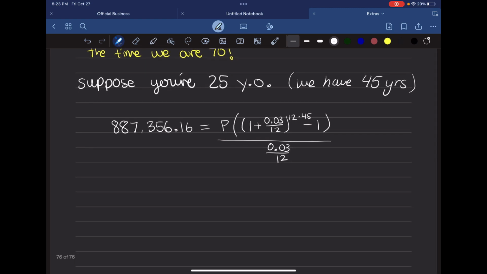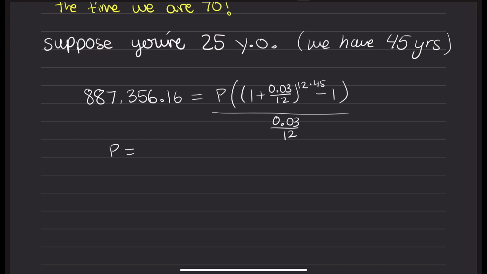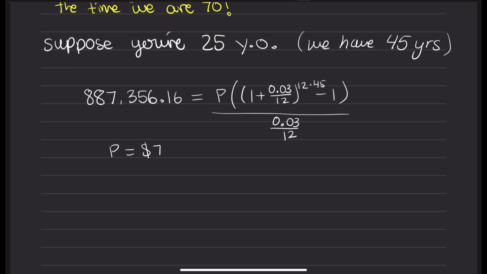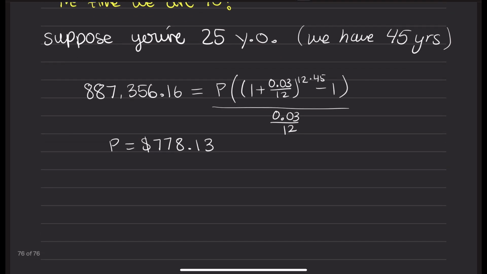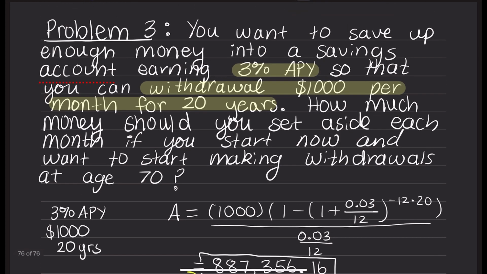And so we can go ahead and use a calculator. End up getting 778.13. So that's how much we would have to set aside each month from now until when we are 70 years old to be able to sustain withdrawing $1,000 per month for the next 20 years.